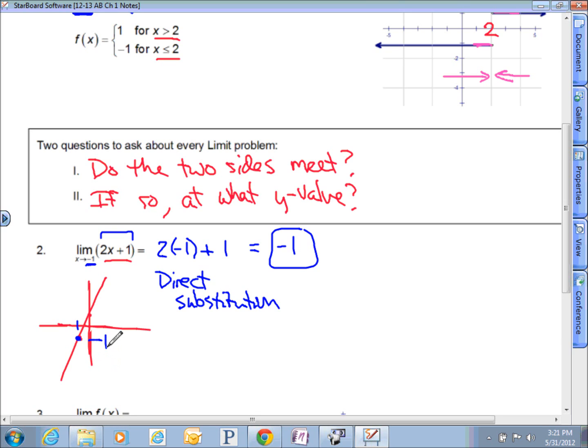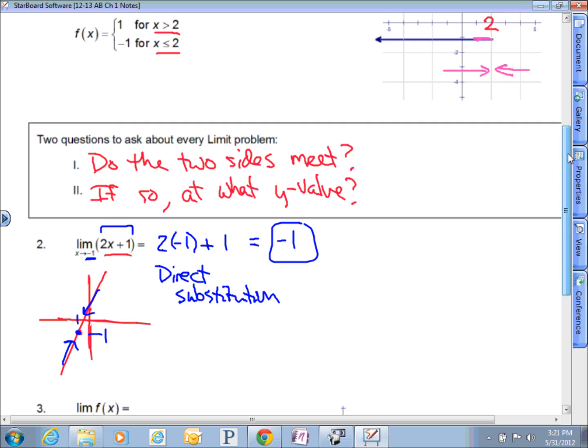When y is -1. So what we found here is a contrast between the two graphs that you can see on this page. Problem number 1, the graphs were headed toward two different places, so the limit didn't exist. Problem number 2, the graphs are headed toward the same place, so the limit does exist.